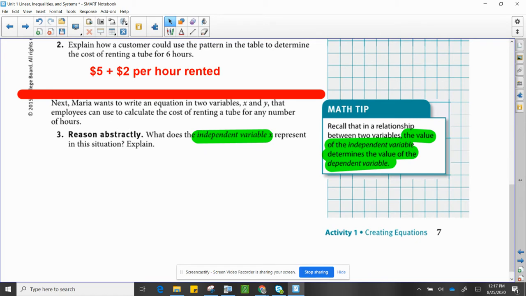Maria wants to write an equation in two variables, x and y, that employees can use to calculate the cost of renting a tube for any number of hours. So Maria wants to make it easy for her employees. They say, I want to rent a tube for 10 hours, 8 hours, 3.5 hours. They can calculate this for her, okay? So what does the independent variable x represent in this situation?